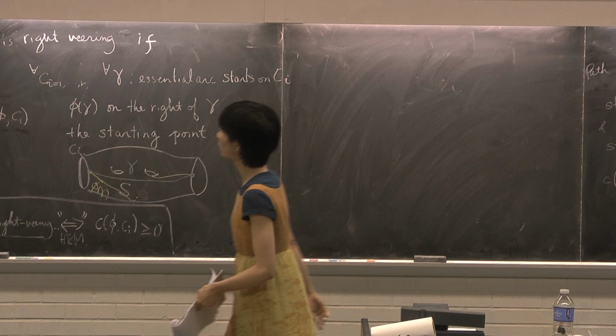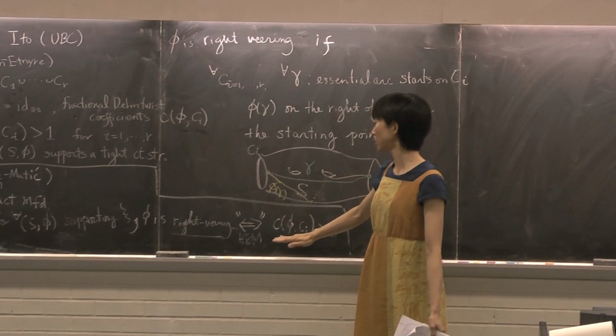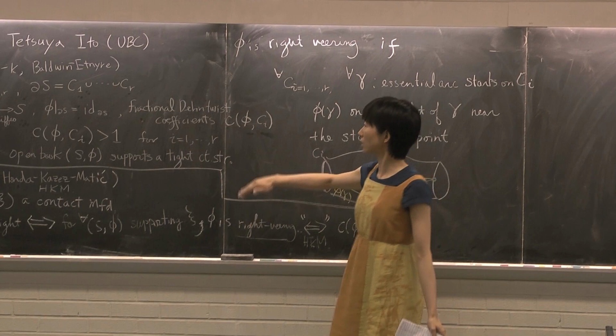So anyway, the fractional Dehn twist coefficient appears here for the tightness criterion. Also, it appears in the main theorem.